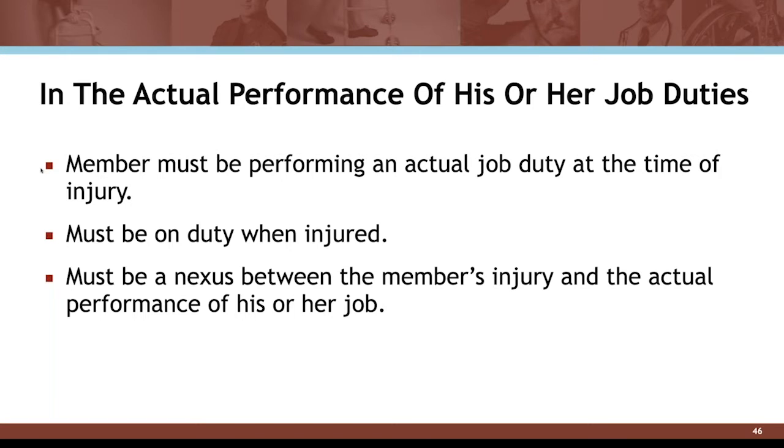Eligibility also requires that the member was in the actual performance of his or her job duties. The member must be performing an actual job duty at the time of injury. They must be on duty when they are injured, and there must be some sort of nexus or connection between the member's injury and the actual performance of his or her job.